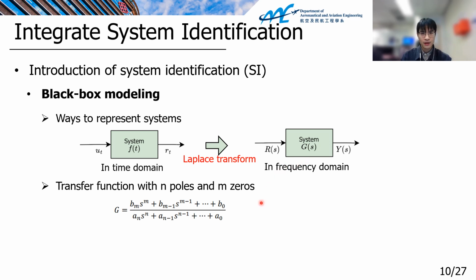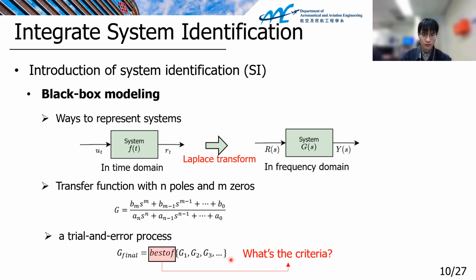So in black box modeling, we can obtain models by specifying different numbers of poles and zeros, and then we can get models G1, G2, G3, and so on. Then what we need to do is to get the best of those models. So what's the criteria to get the best model?